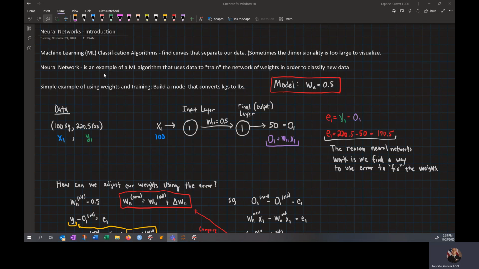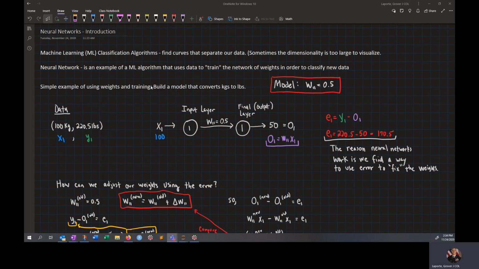A neural network is an example of a machine learning algorithm that uses data to train the network. We need lots of data usually for a neural network to work very well, in order to classify new data. So you use old data to show the network what different things are classified as, and then you come back and put new data in, and hopefully it does a really good job of classifying that new data.